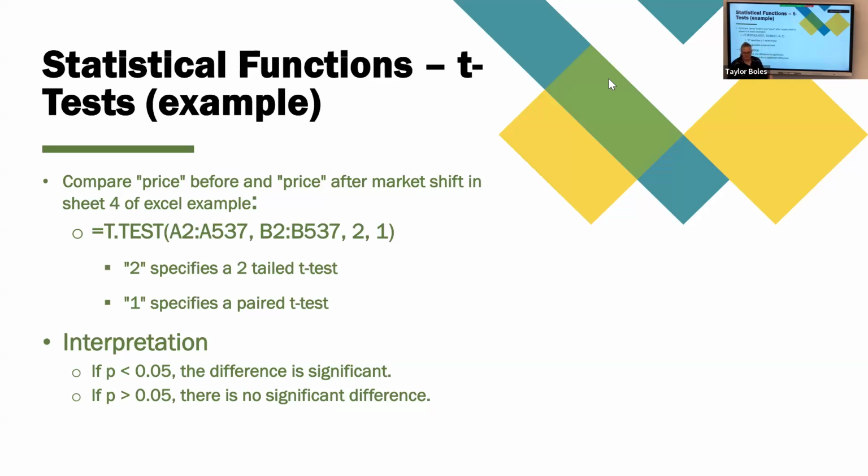And for interpretation, you take the p-value. If the p-value is less than 0.05, the difference is significant. If the p-value is greater than 0.05, it's the opposite.